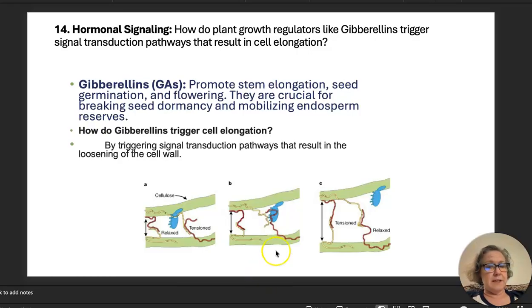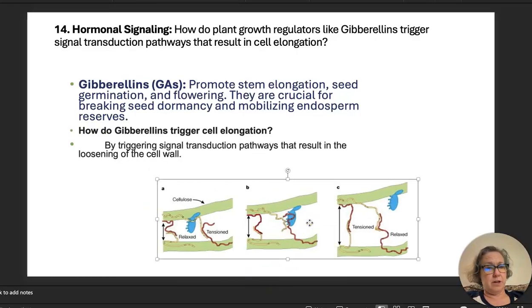So one of the things they do is they promote stem elongation and seed germination by releasing the cell wall. Okay, so the mitosis and meiosis can only do so much because remember, plants have that rigid cell wall. So one of the things that your gibberellins do and how they promote stem elongation and germination is that they loosen the cell wall, they don't really break it. So the cell wall can get bigger and the plants can also get bigger.